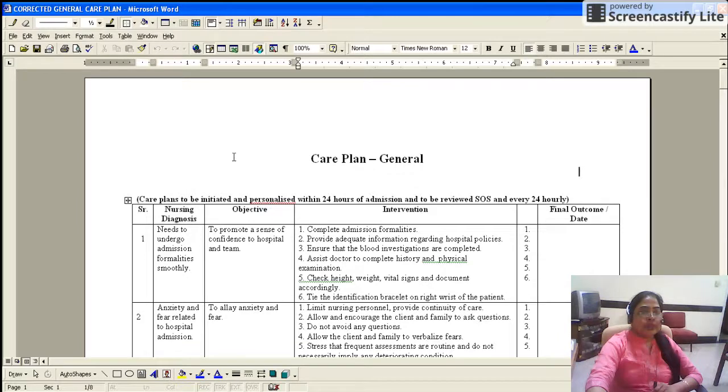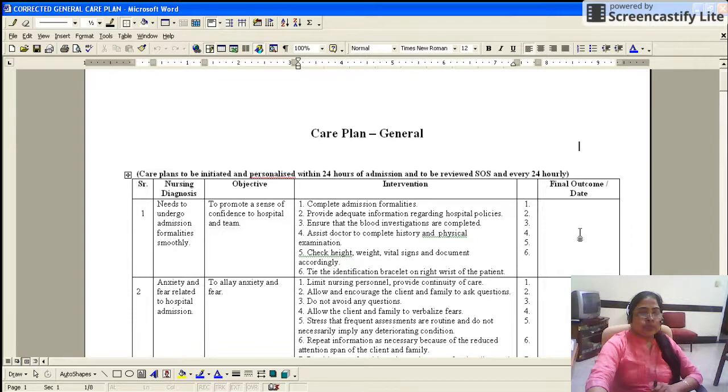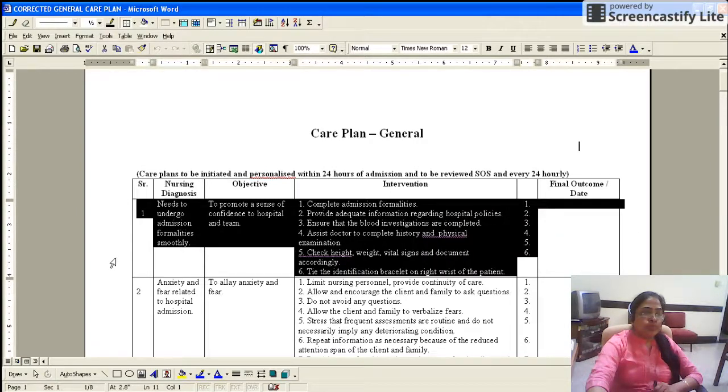The care plan is to be initiated and personalized within 24 hours of admission. Renew it every 24 hours. We are not supposed to go into the patient room and think about what to do. So that's why I'm going to show you some of the diagnoses that are going to help you a lot.